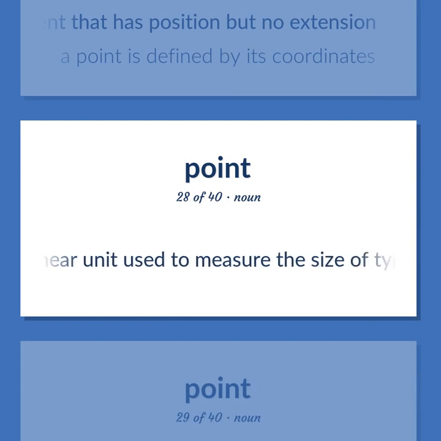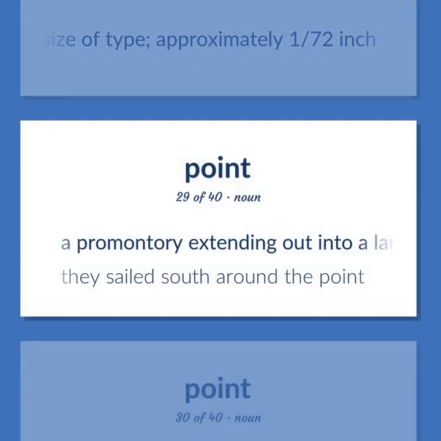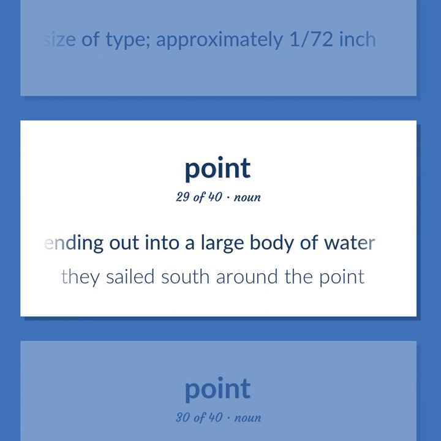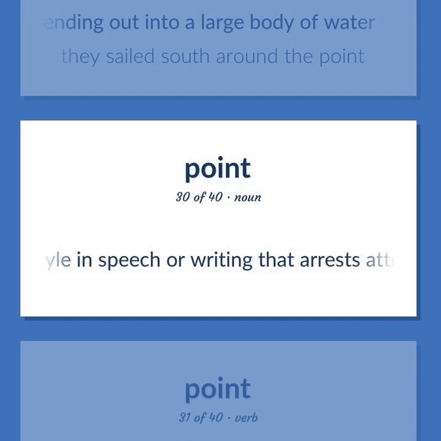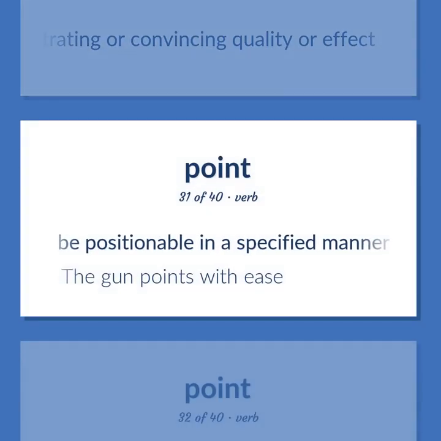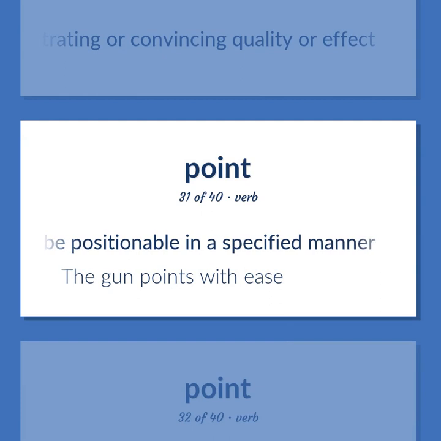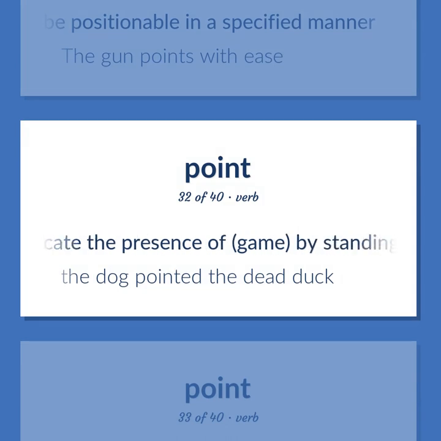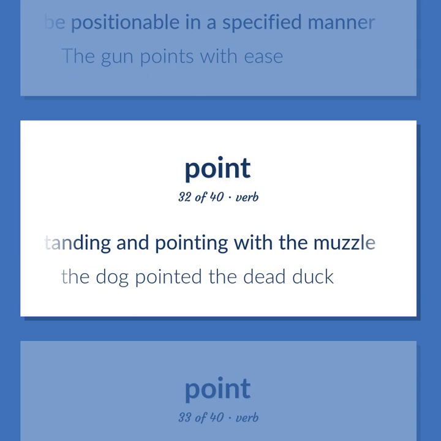A linear unit used to measure the size of type, approximately 1/72 inch. A promontory extending out into a large body of water. They sailed south around the point. A style in speech or writing that arrests attention and has a penetrating or convincing quality or effect. Be positionable in a specified manner. The gun points with ease. Indicate the presence of game by standing and pointing with the muzzle. The dog pointed the dead duck.